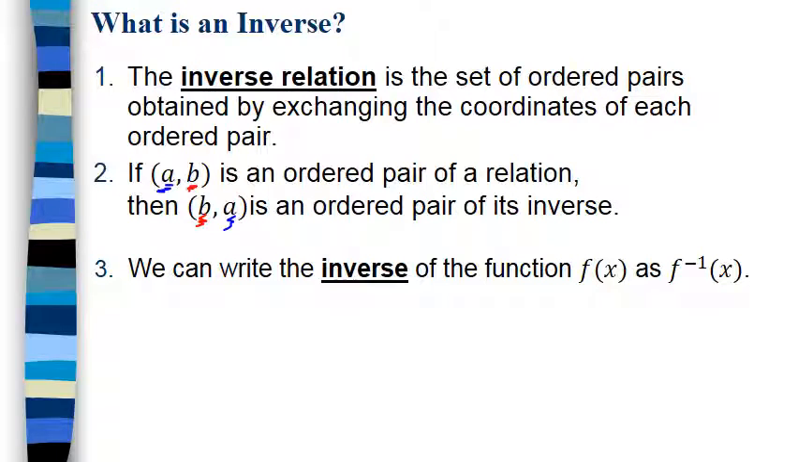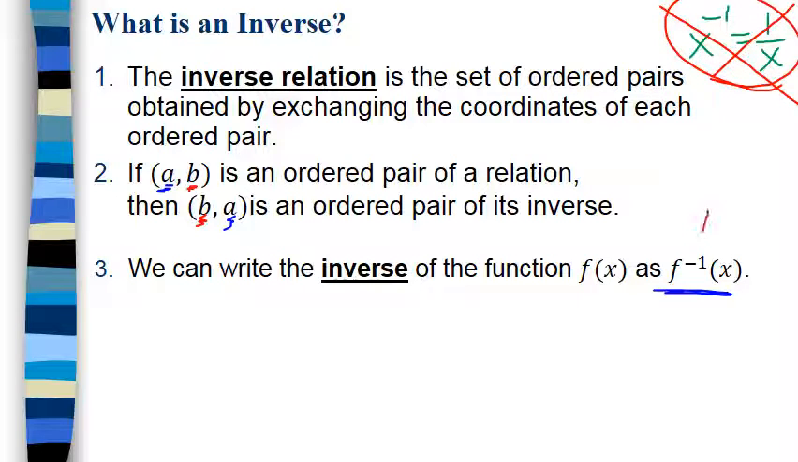We write an inverse using this notation right here. Please do not confuse this notation. This is not an exponent. We're not talking about x to the negative 1 being 1 over x. That's not what this is about. This is not an exponent. It is the notation for an inverse function.